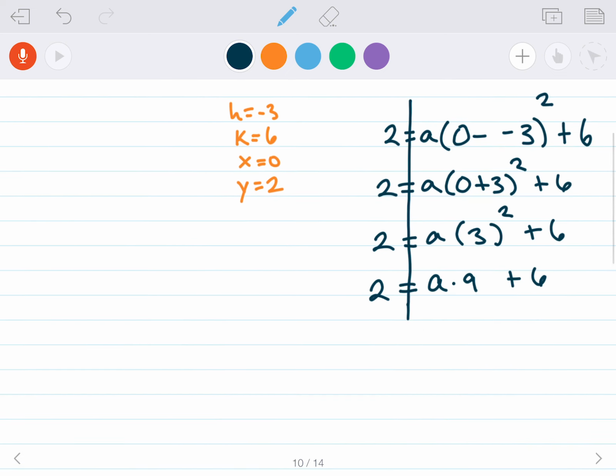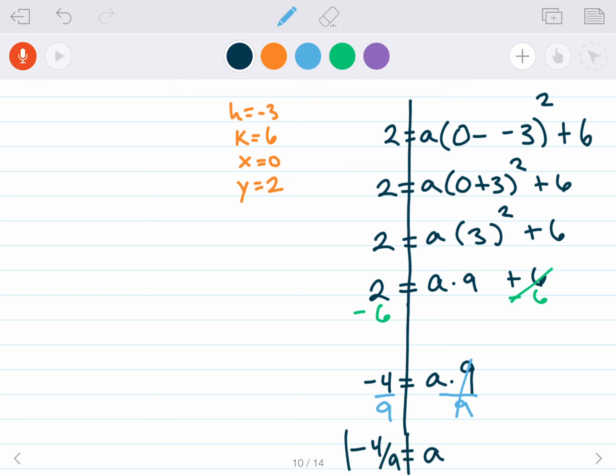All right, so I want to get a by itself, so I'll first undo the addition of 6 by subtracting 6 from both sides. And I get -4 on the left equals a times 9 on the right. My last step is to divide both sides by 9 to get a alone. And I do get a value for a here. I get a is equal to -4 over 9.